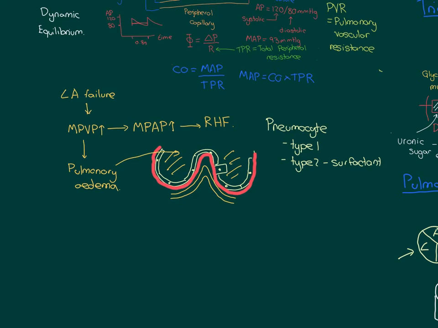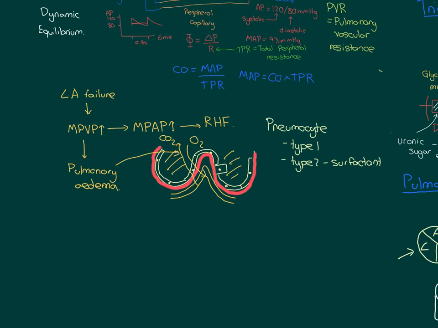What this means is that now it's more difficult for oxygen to actually get into the pulmonary capillaries and for carbon dioxide to get out. The diffusion distance is increased. So remember, we want oxygen to come in, carbon dioxide to come out. But now, because of that fluid that's over the alveolar epithelium, the pulmonary edema, this is going to be much more difficult because the diffusion distance has gone up.